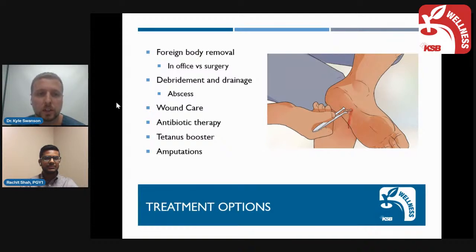We also debride or clean out the bad tissue that we see and drain any abscess that may be present. Wound care becomes very important as well. Oftentimes these puncture wounds we do have to leave open and use packing, which is changed routinely until we see that it is appropriately able to be closed. Antibiotics are crucial as well. Always making sure tetanus boosters are up to date is important. And we always try to avoid amputations if at all possible, and it depends where the puncture wound is, but sometimes we do have to perform amputations.